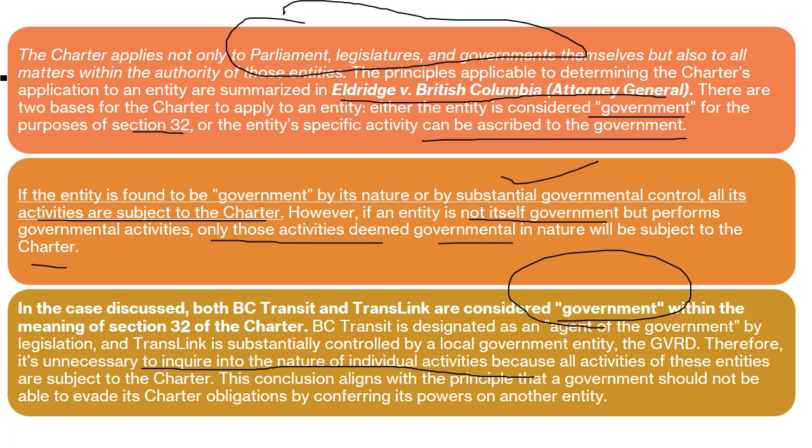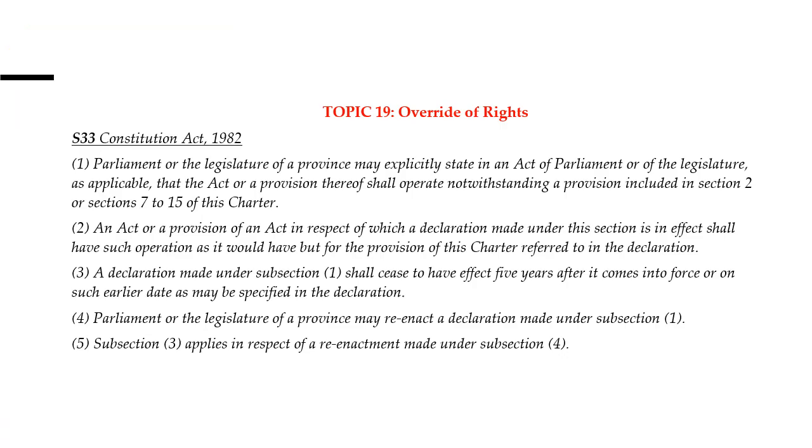So this conclusion aligns with the principle that government should not be able to evade its charter obligation by conferring its power to another entity. So no matter if government itself is not taking a particular action and is assigning some other authority to do something on its behalf, no matter what designation that authority has, if it is acting as an agent of government, then till the time you are under the scope of government authority, you have to follow charter, right.